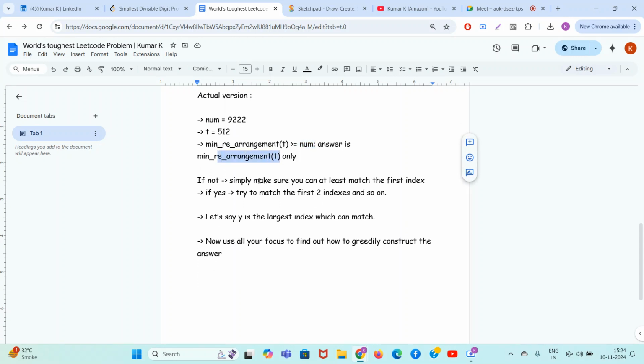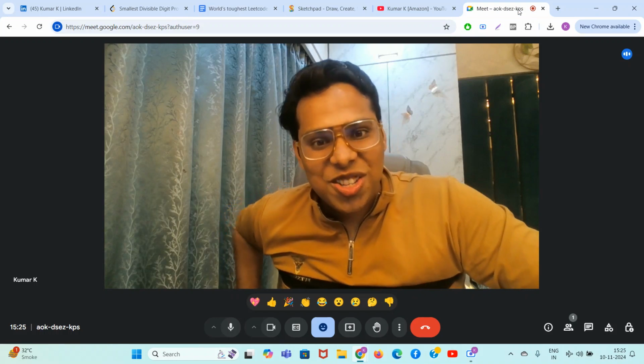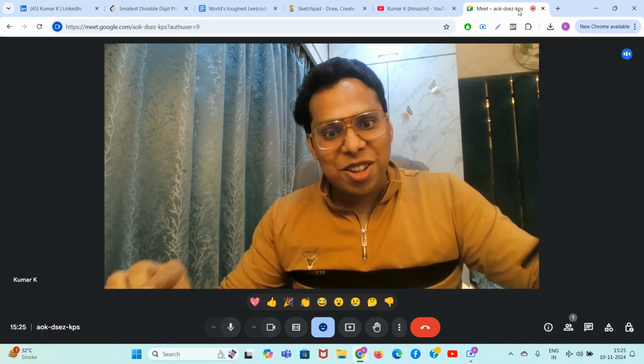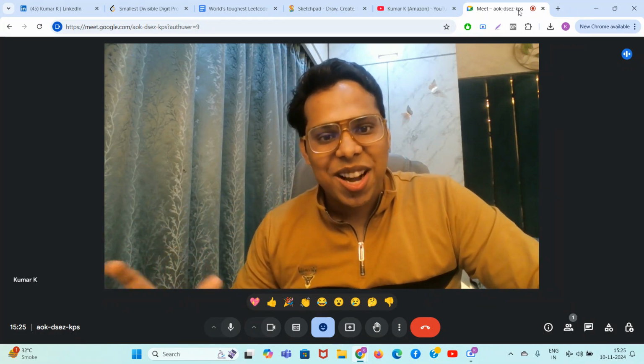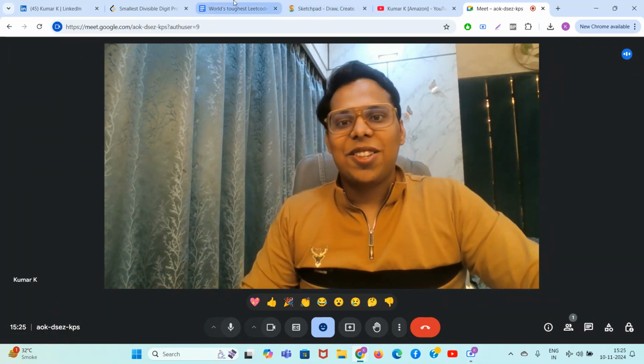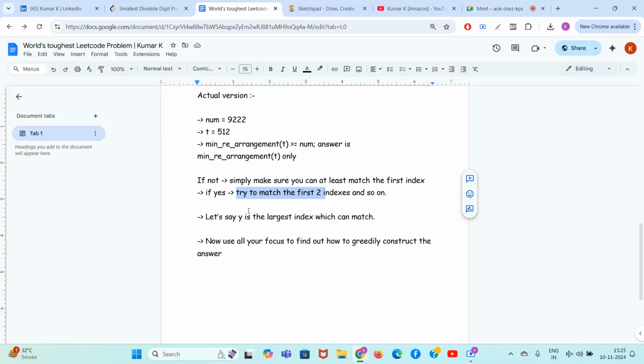But if not, simply make sure that you can at least match the first index. If yes, try to match the first two indices and so on. Try to match the longest prefix. That's the most interesting thing in the lexicographic problem: you should try to match the longest prefix. If you try to match the longest prefix, the answer will be correct. The number will be bigger than the nums and also the closest to the nums. So y is the largest prefix index which can match.